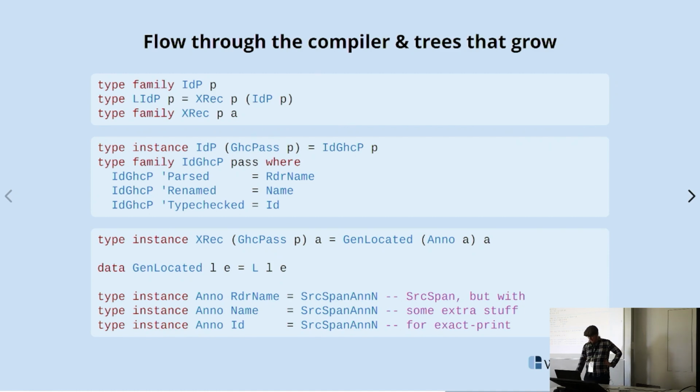To quickly go through how we process the information throughout the renamer, we use trees that grow. We've got this type family IdP, which is an identifier for that pass. It could be the pass in the renamer, or in the type checker. What you're supposed to understand here is that the parser produces reader names, which are the inputs to the renamer, which gets names, and then the type checker elaborates and gives full information to things, and it gives Id. And then there's this LIdP thing, which just tells you where things are defined, to keep track of source locations for printing and error messages.